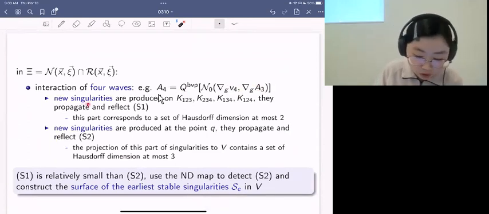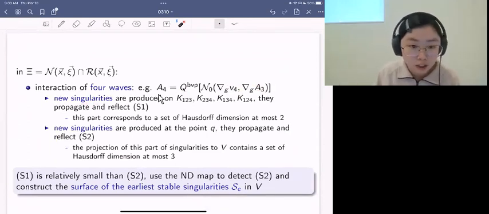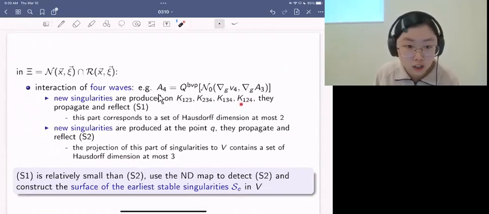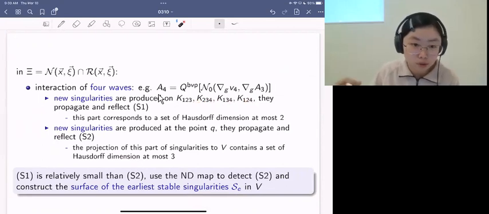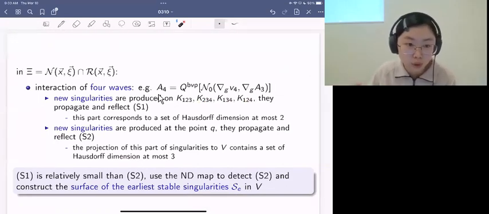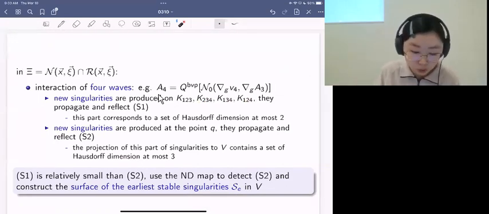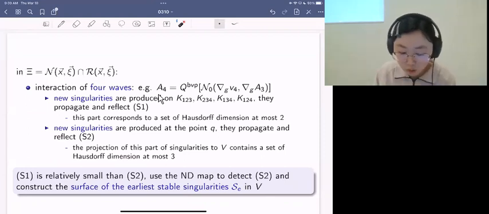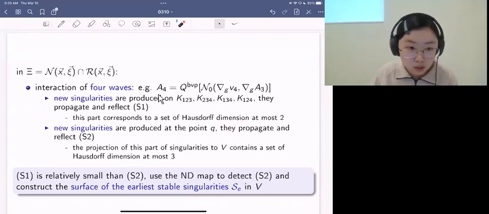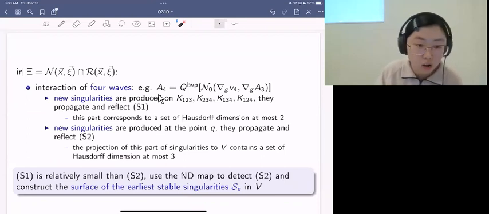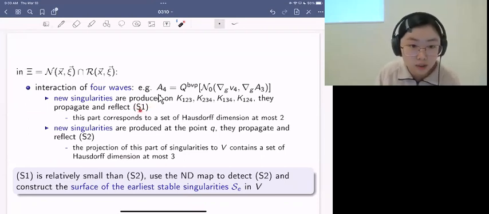So the first part is produced on some one-dimensional submanifold. This is caused by the interaction of three distorted plane waves. They will propagate and reflect. So they correspond to a set of Hausdorff dimension at most 2. And we call this part of singularities S1.